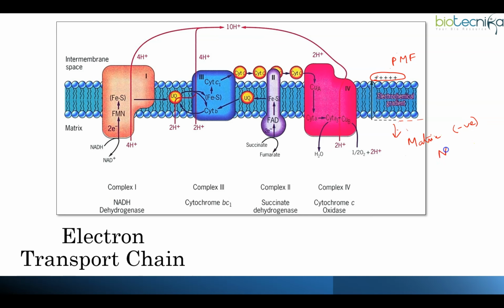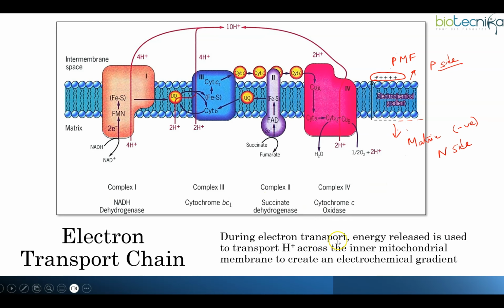So this side is also popularly called the N side. Whereas towards the outside you have more positive charge, that is in the intermembrane space. So this side is more commonly known as the P side. All right. So what is this electron transport chain? During electron transport, energy released is used to transport H+ across the inner mitochondrial membrane to create an electrochemical gradient. So this is where the electrochemical gradient is formed.